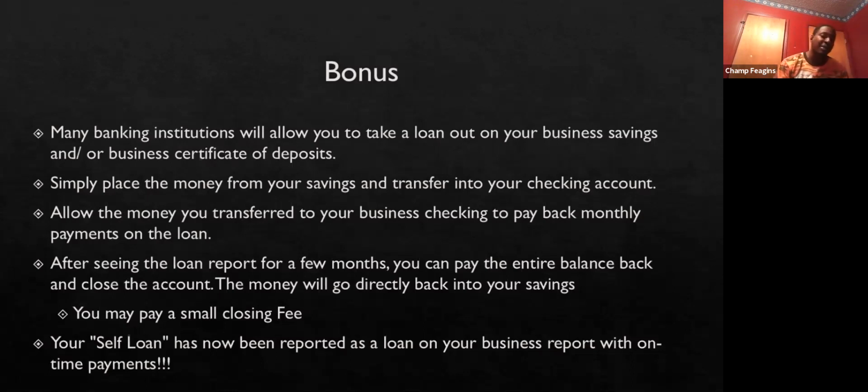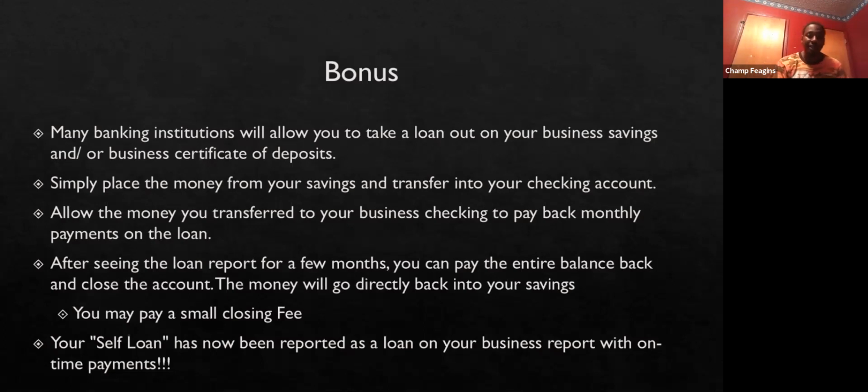So you would simply place the money from your savings and transfer it into your checking account. So I got my business account at TD Bank, I got the savings and the checking, right? I borrow from the savings. So I take out $500 and I put it in the checking. Now what I do, instead of spending the money that's in my business checking, I'll allow it to pay back the loan every month, which the money goes right back to my savings. So the monthly payments on the loan may be 25, 30 bucks, right? I'm not spending that money, I move it over. I'm just allowing it to pay it back, because I want to open an account that shows that I can handle money and I'm handling the loan.